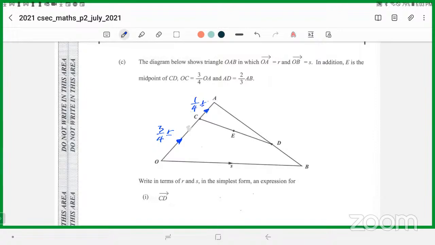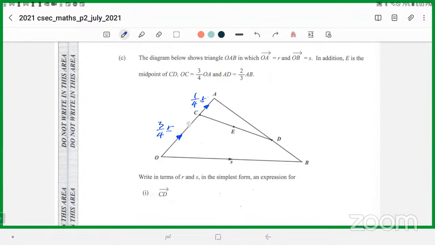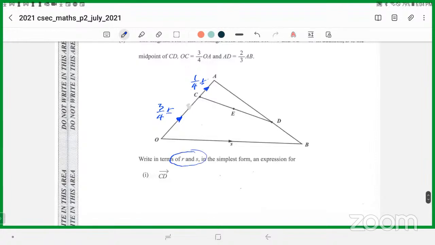Can you also say that OC is like 3 AC too? Yeah, but it doesn't make sense to do that, because the question is naturally going to ask you to give answers in terms of S and R. So that's what you want. You want things in terms of S and R. If you read the question, it's going to say right in terms of S and R. Those are the vector components. So you are correct.